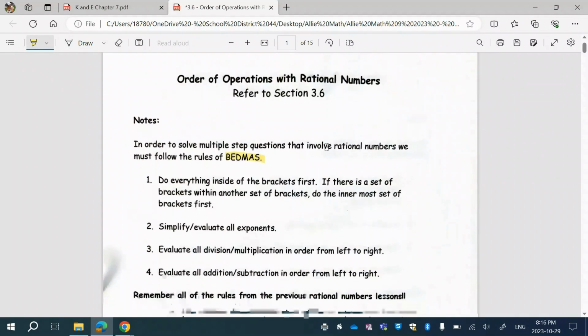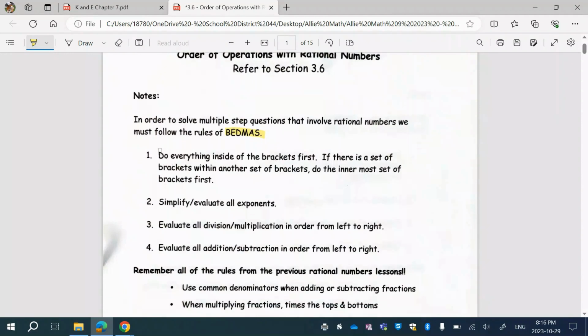So, a bit of review. Number one, you do everything inside the brackets first. That's the B in BEDMAS. If there's a set of brackets within another set of brackets, like inception brackets, you do the innermost set of brackets first. And often it'll be drawn like this. It'll be brackets, say 1, and then inside the brackets will be shown as square brackets, plus 5. So you solve this inner set of brackets first.